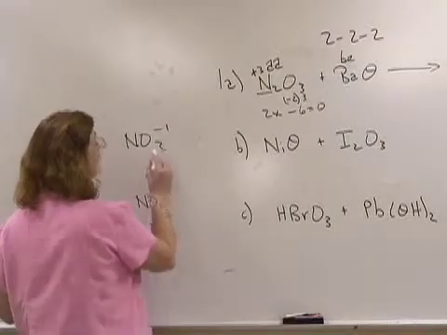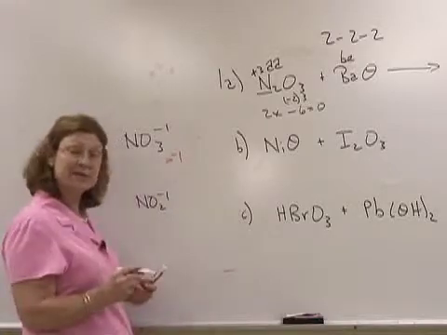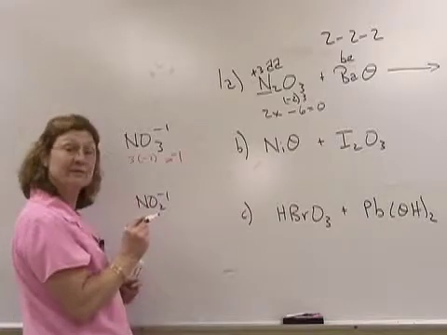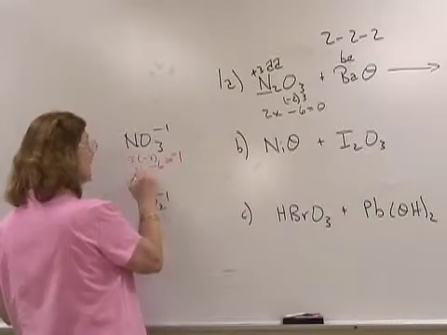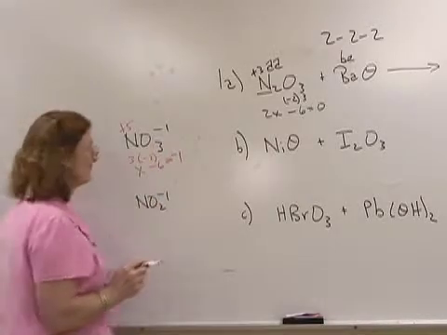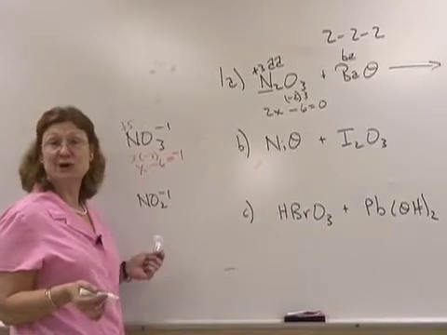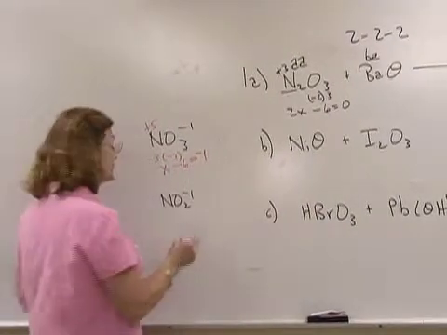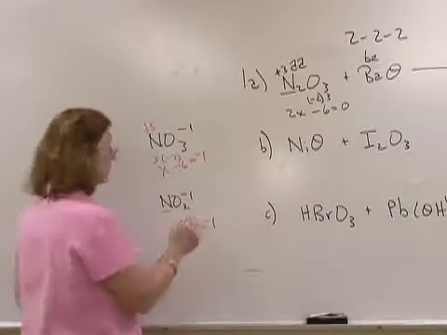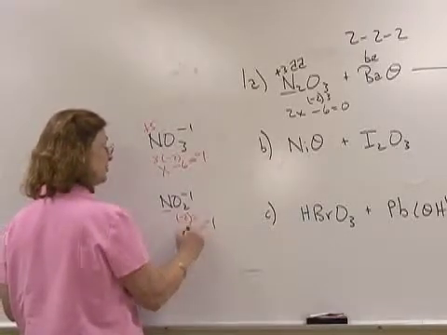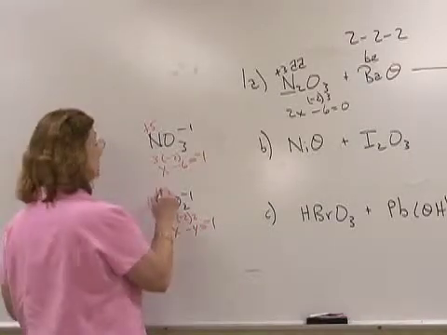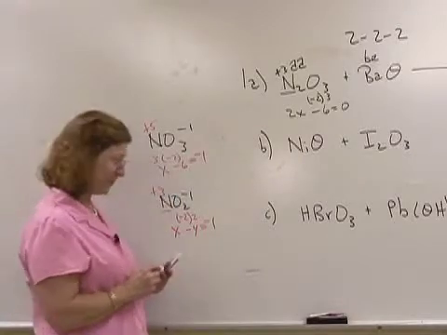Now, in nitrate, the overall charge of the polyatomic ion is -1. Oxygen is -2. There are 3 of them. That gives me a -6. In this case, nitrogen is +5. That's not the one that I'm looking for. So obviously it is nitrite, but we're still going to solve for this nitrogen. The overall charge of the polyatomic ion is -1. Oxygen is -2. There are 2 of them. That gives me a -4. Therefore, in this case, nitrogen is +3. And that is the one I was looking for.